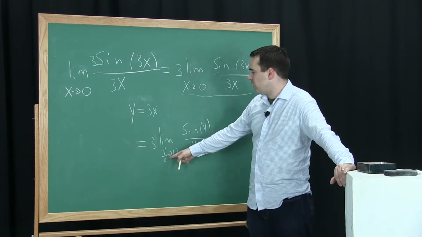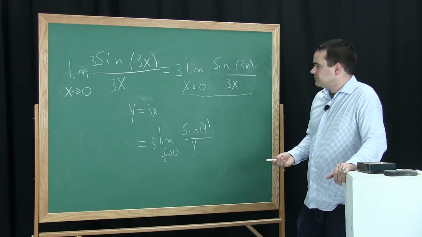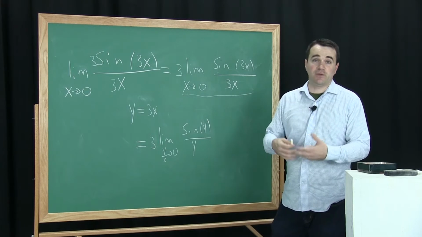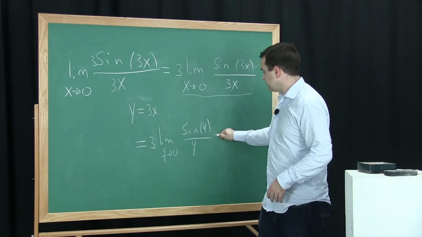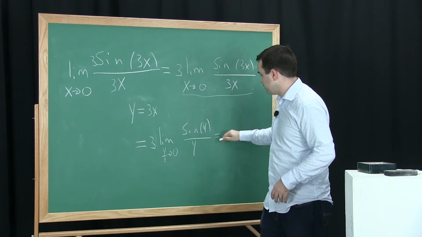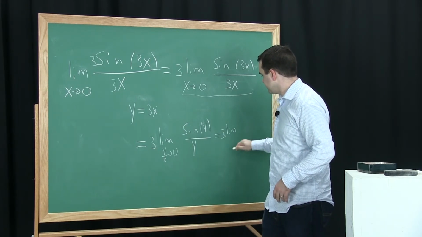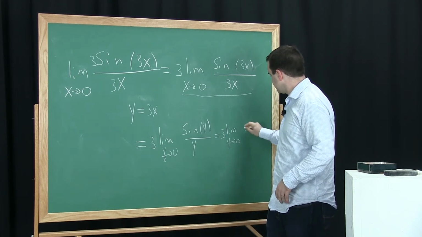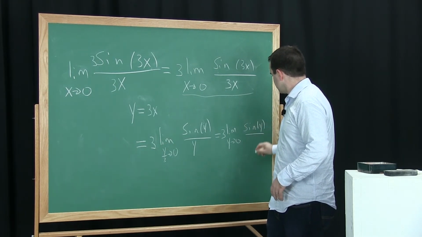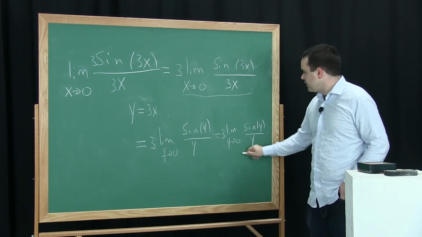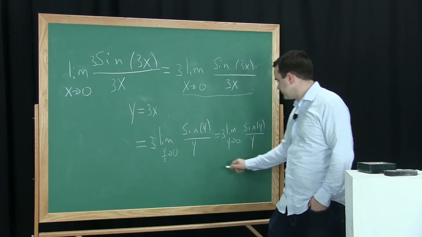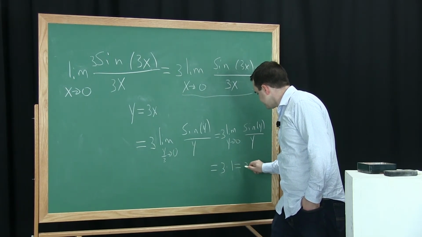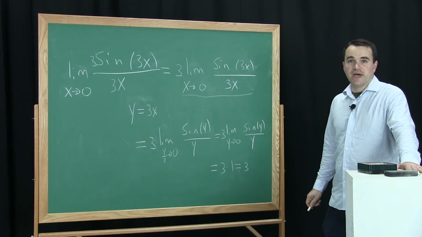Now, does this y over 3 make a difference? No, it really doesn't, because if y over 3 is going to 0, then surely y is going to 0 as well. So actually, I can just get away with rewriting this. It's 3 times the limit as y goes to 0 of sine y over y. And now this term is equal to 1. So I get 3 times 1 equals 3. So that's the answer.